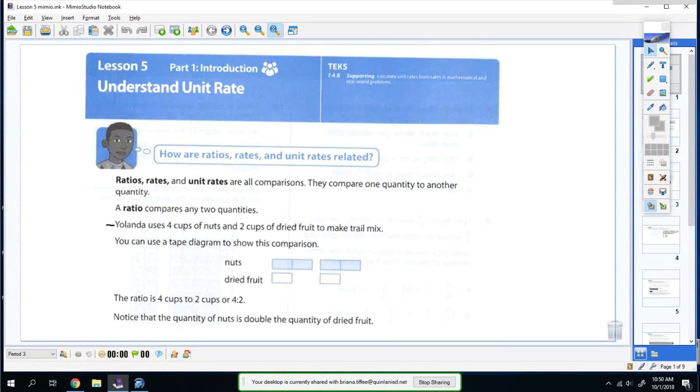Okay, so today we're going to be doing understanding unit rates and ratios. So ratios, rates, and unit rates are all comparisons. They compare one quantity to another, and a ratio compares any two quantities.